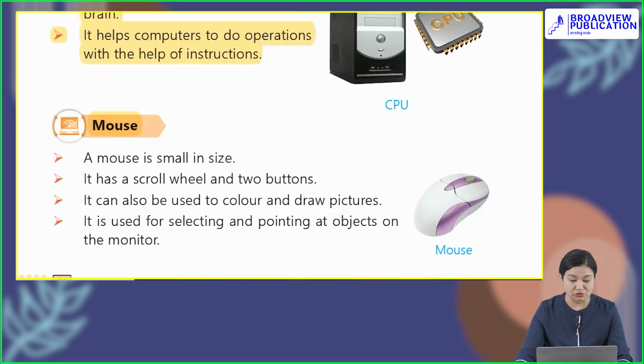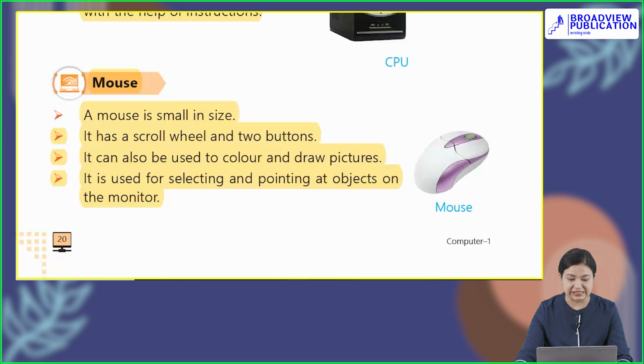Next is mouse. Mouse is small in size. It has a scroll wheel and two buttons. It can also be used to color and draw pictures. It is used for selecting and pointing at objects on the monitor. So a computer mouse looks like this and it is very small in size, and you can see a scroll wheel in the middle and two buttons which we call the left button and the right button. And what is the use of a mouse? We use mouse to play games, to draw different things and to select and point at the objects on our monitor.